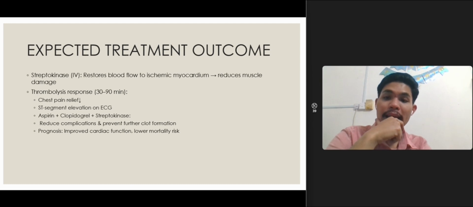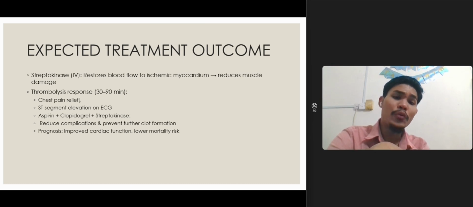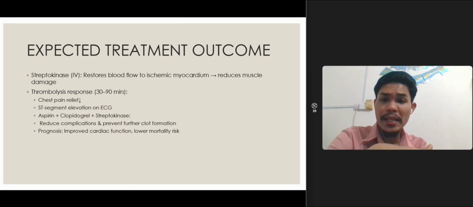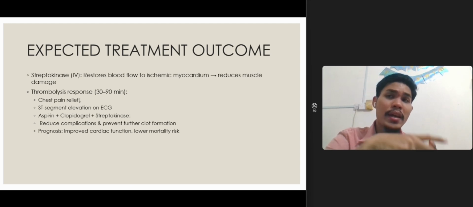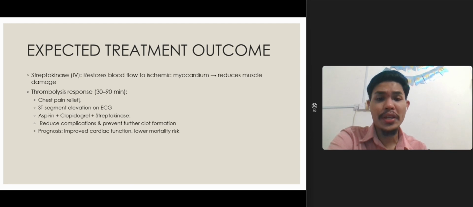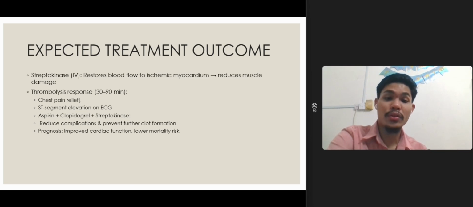So the next expected treatment: we expect restoration of blood flow to the ischemic myocardium, which will reduce the extent of muscle damage within 30 to 90 minutes after thrombolysis. We expected to see relief of chest pain and a reduction of ST segment elevation. The combination of aspirin and clopidogrel, and also steroids, is aimed to reduce the risk of complications, prevent further clot formation, and improve overall cardiac function by lowering the risk of mortality.